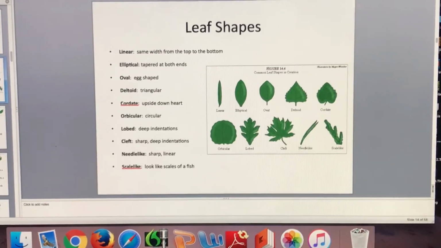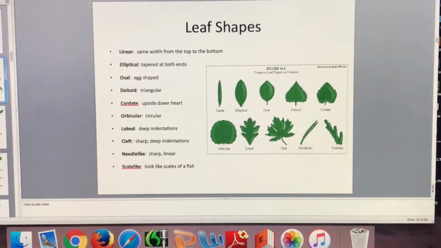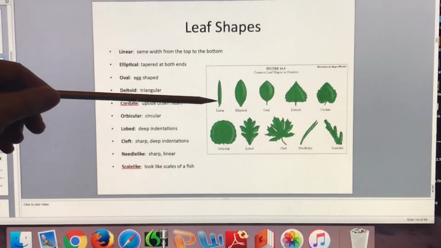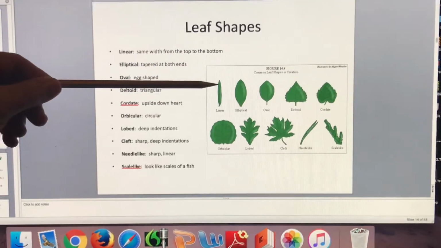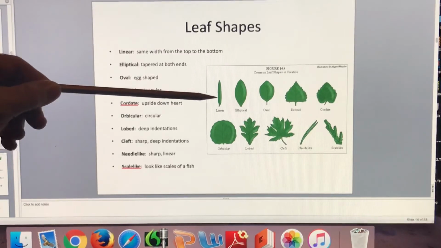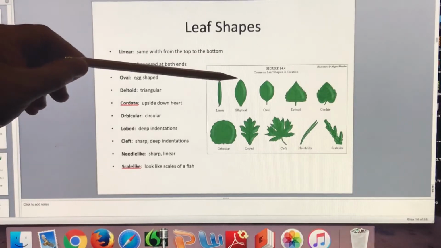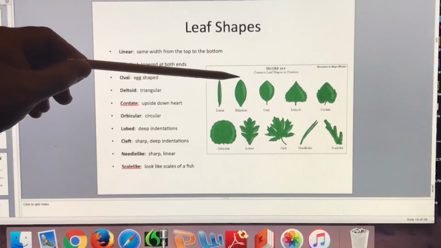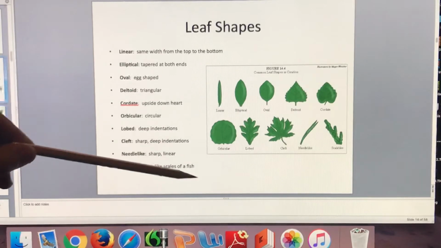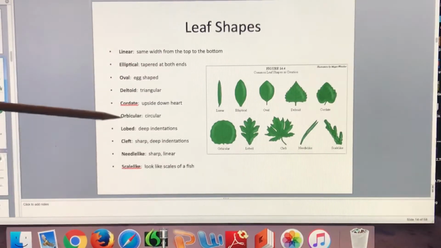All right, so we have linear. This, by the way, is figure 14.4 in your book, if you'd like to follow along. Linear is the same width from the top to the bottom. This has a little bit of pointiness at the top and the bottom, but for the most part, it's pretty even across. Then we have the elliptical, which is wide here, and then quite tapered at both the top and the bottom. The oval, they considered sort of an egg shape.